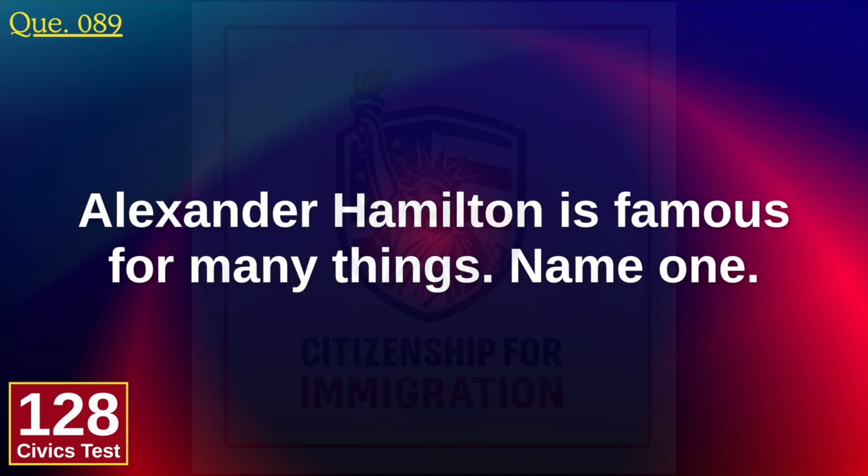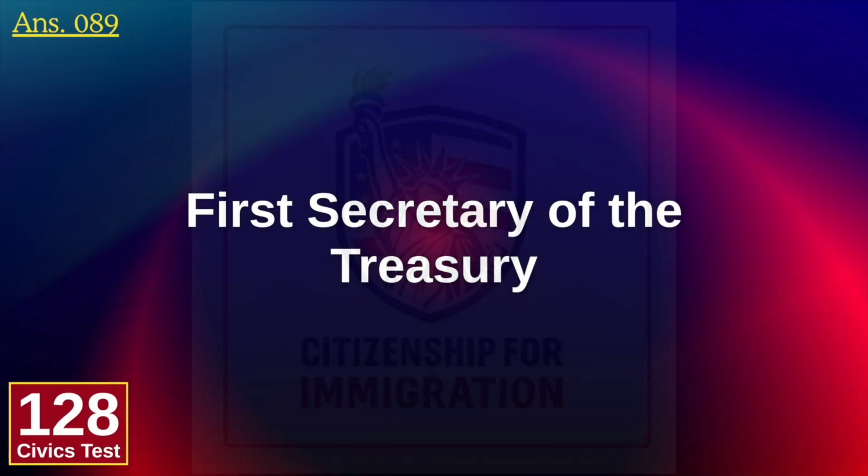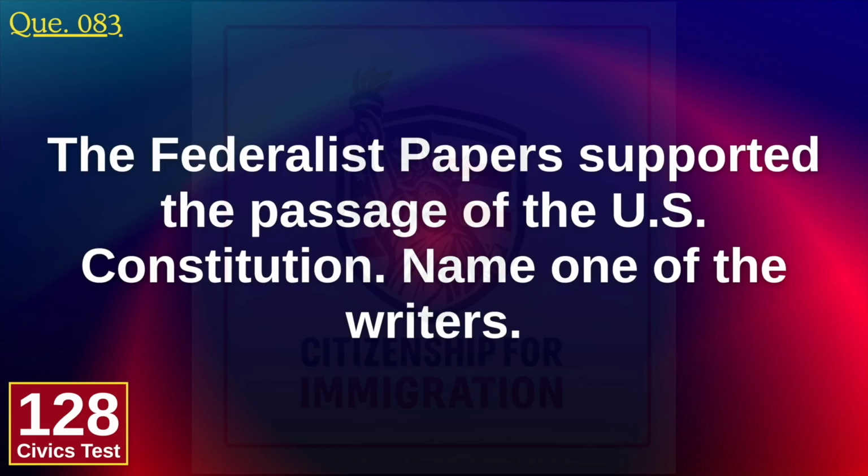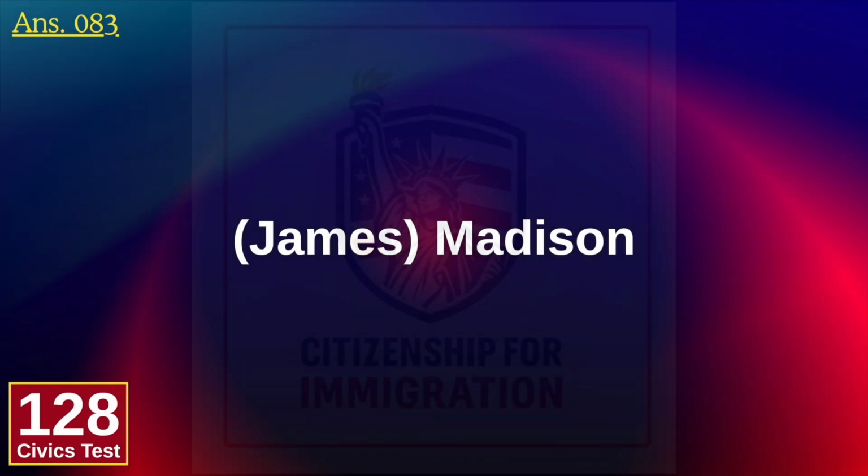Alexander Hamilton is famous for many things. Name one. First Secretary of the Treasury. The Federalist Papers supported the passage of the U.S. Constitution. Name one of the writers. James Madison.